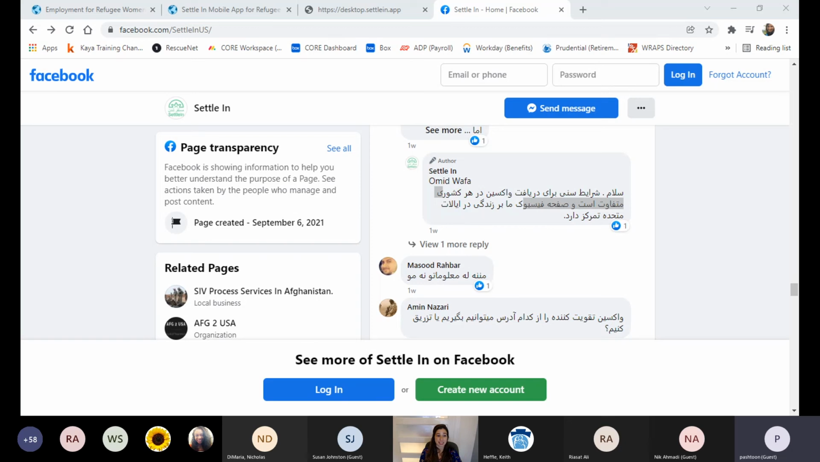So if the newcomer does not have a smartphone, but the resources are available in their native languages, I encourage you to give them the flyers to Core Resettlement Navigator, the Settle In mobile app, and Settle In Facebook.